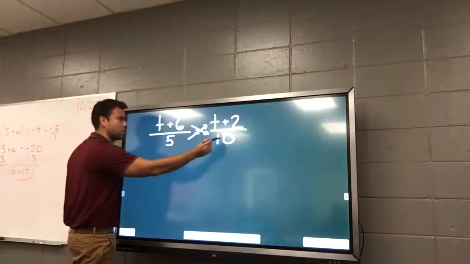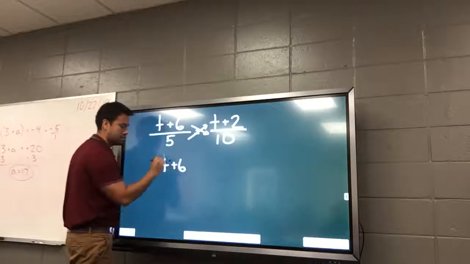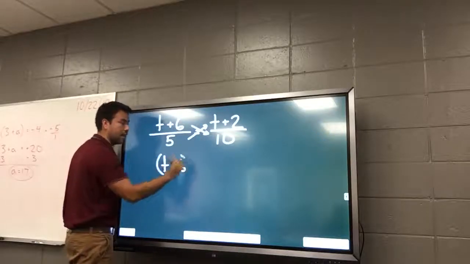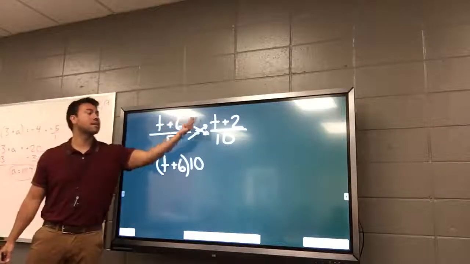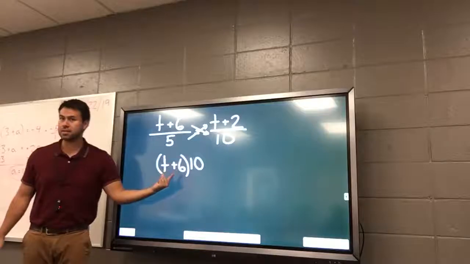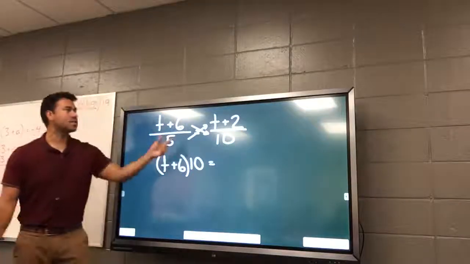So here's the first multiplication. It's t plus 6, so I'll make that taller, times 10. Isn't it that times 10? So you've got to put it in parentheses. And that equals 5 times t plus 2.